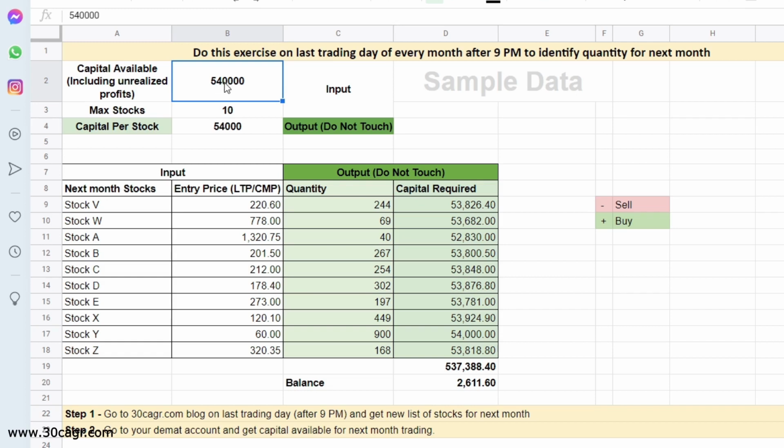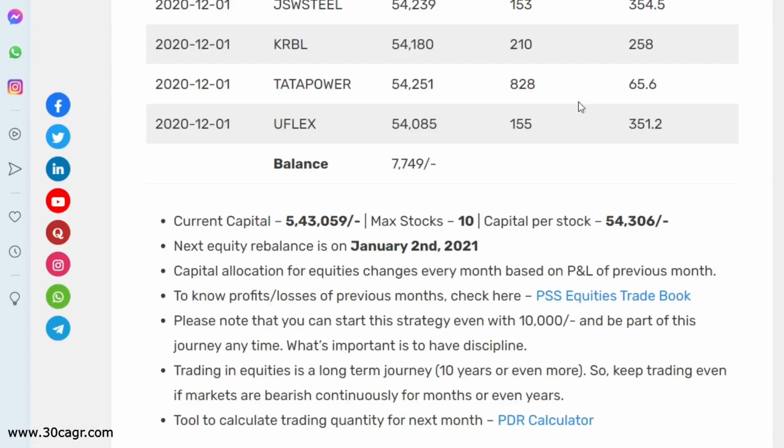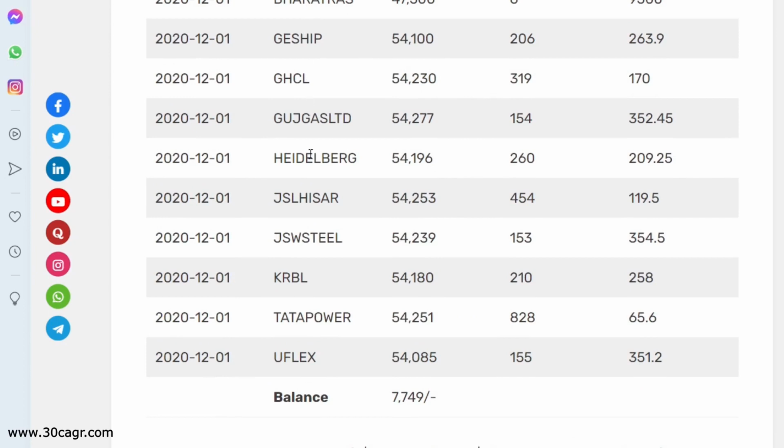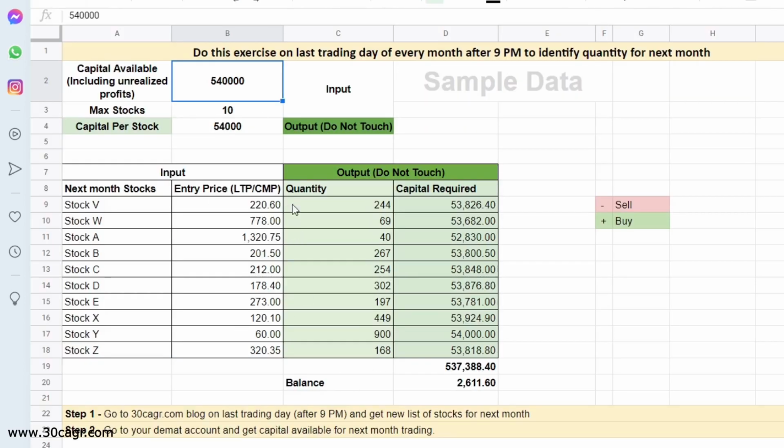First input that you have to enter is capital available. So once after you sell all the stocks on the last day, let's assume that today is October 31st and I sold all the stocks at 3:20 or 3:25. Now at 9 p.m. I come to the 30 CAGR blog and I can see all 10 stocks that I can invest in tomorrow. So these are the new list of stocks. Now I come to this calculator and I have to enter capital available for me to trade tomorrow. From where I get this capital, I have to go to my broker's account.